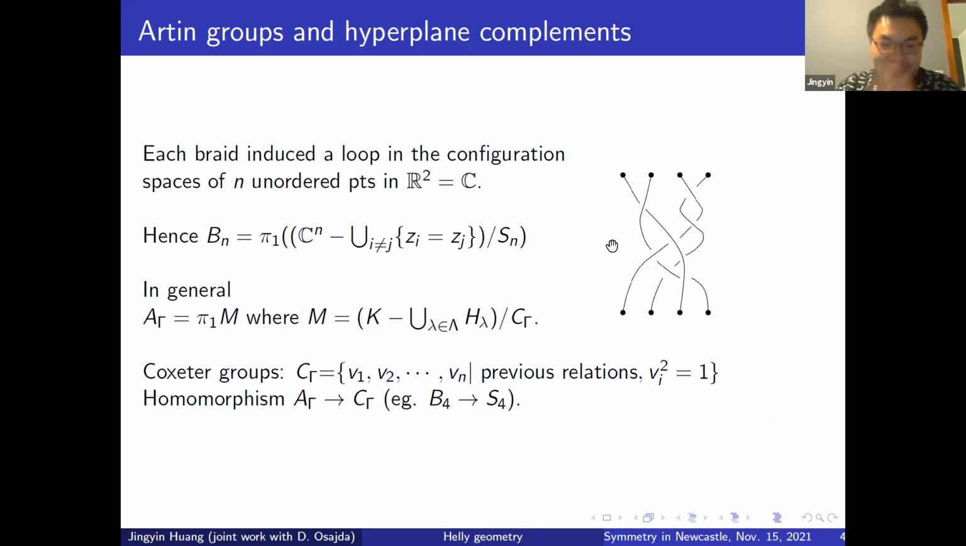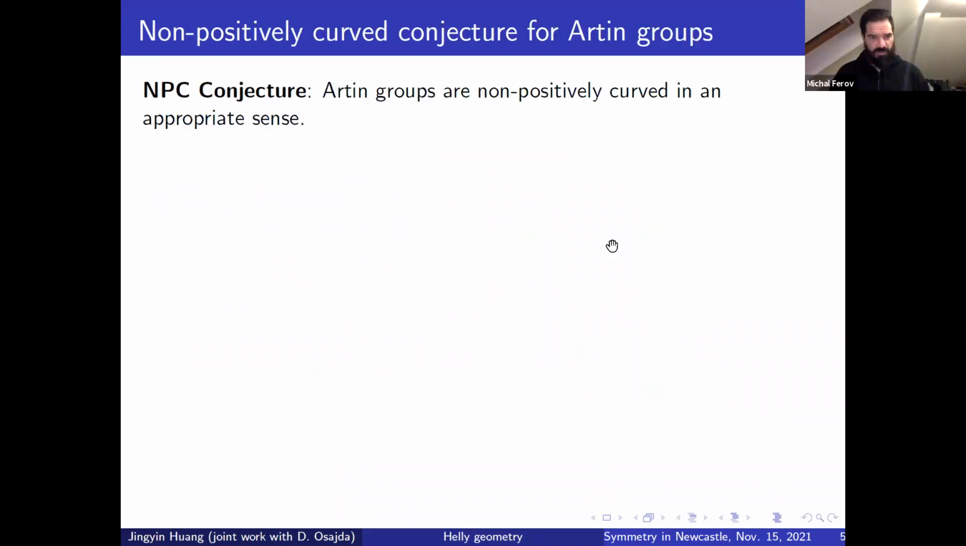Okay, so now I will continue. The focus of today's talk is going to be the following conjecture called the non-positive curvature conjecture, which basically states, roughly speaking, that all these Artin groups are non-positively curved in a suitable sense. This is a bit vague, and I should explain why people even care about this. What is the motivation behind that?